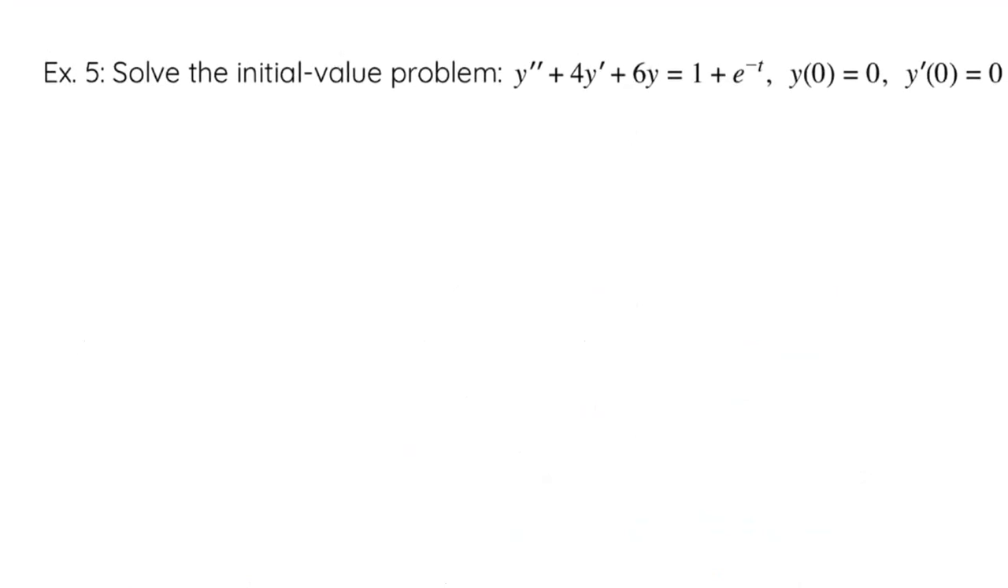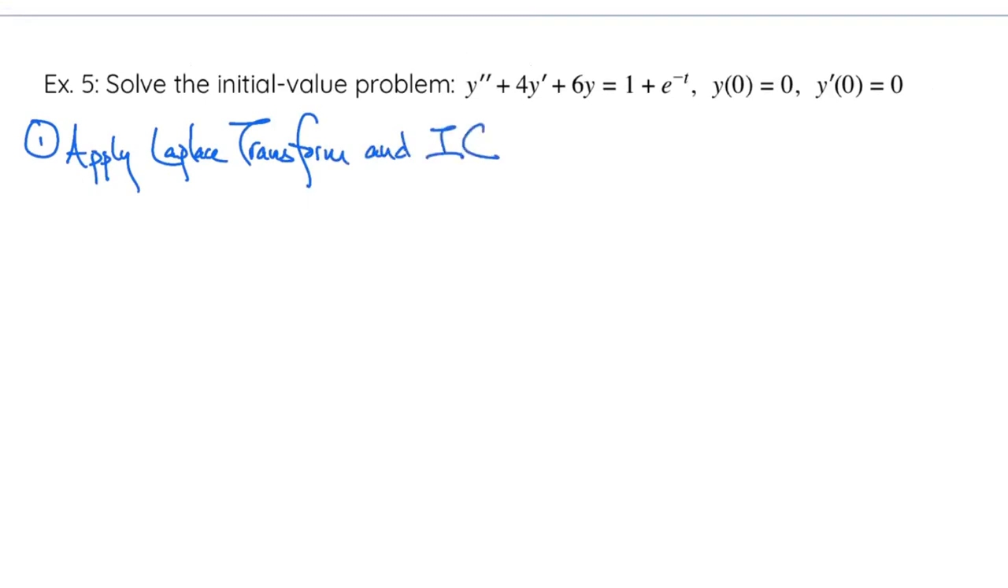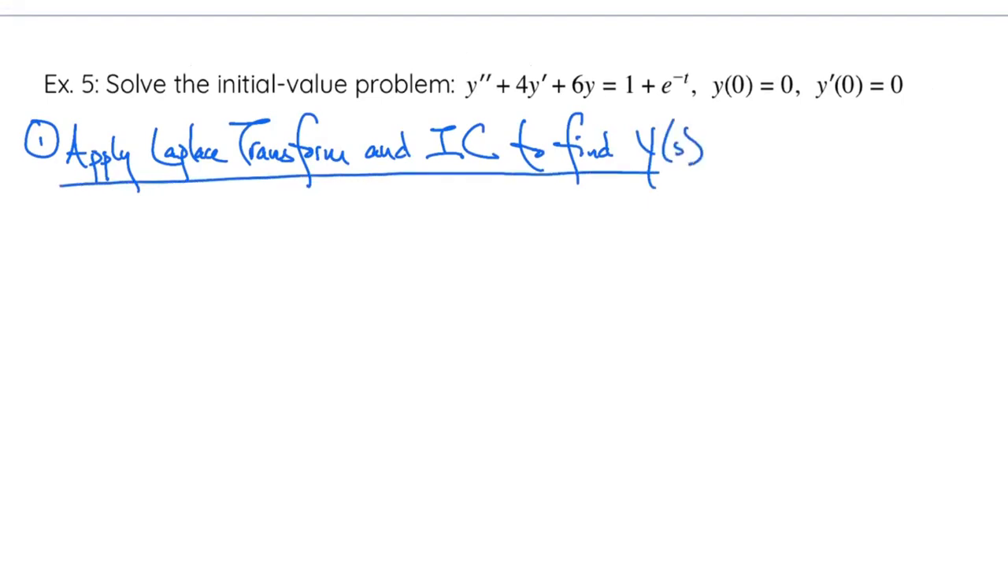So while I'm writing out step number 1, we'll just sort of group this idea of apply the Laplace transform and initial conditions to find our y of s, our uppercase Y of s.